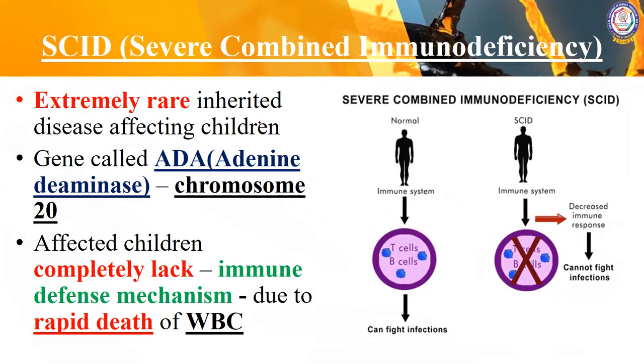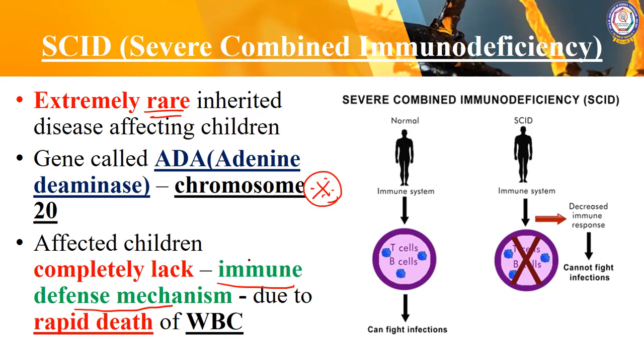Next, SCID, severe combined immunodeficiency syndrome. It is an extremely rare inherited disease that affects children. Where does this gene get affected? In chromosome number 20. This is an important 1 mark question, in which place it is. And what is the gene called? ADA, that enzyme, adenosine deaminase. It affects that, right? The affected children have immune deficiency. Not lack; actually, the immunity will be deficient here.